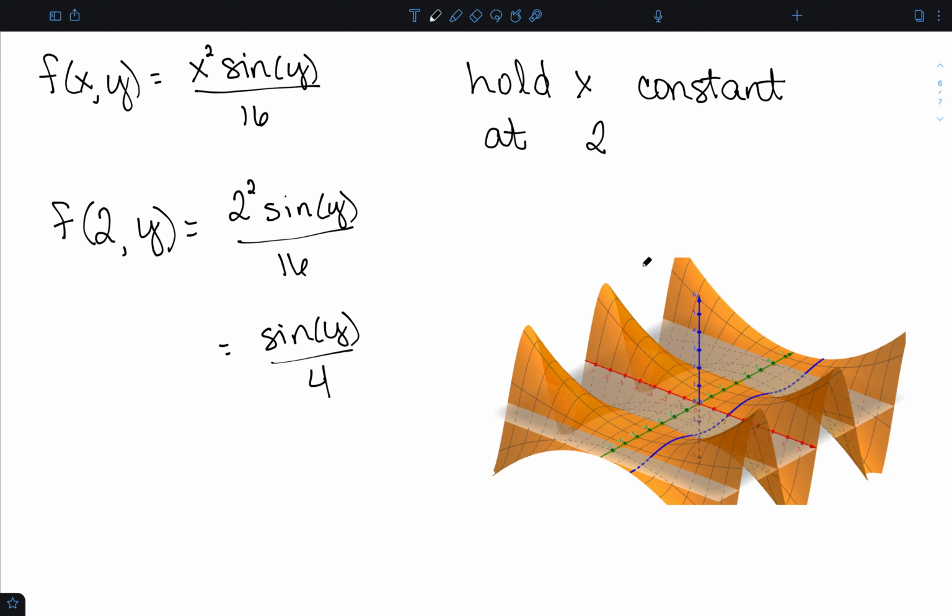If I once again look at my graph, this would be like going over 2 on the x-axis and looking at what happens, tracing out the graph here. So this blue curve here. So this is the idea of the trace, is I go over so far on one of the axes and see how the other variable is changing the function.